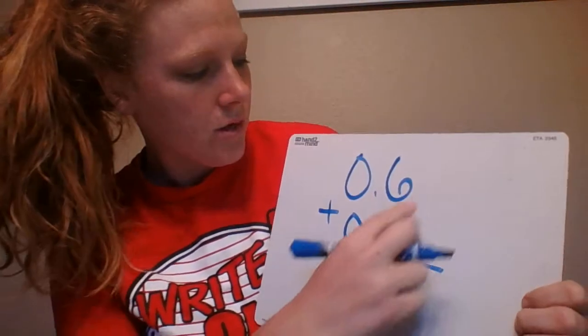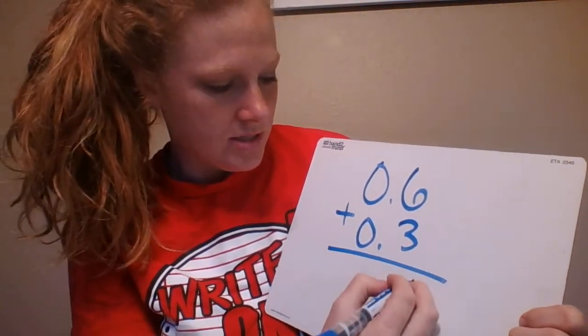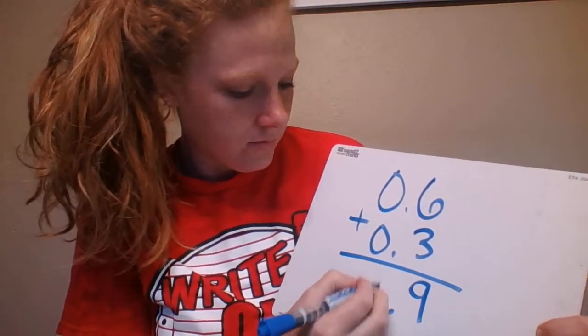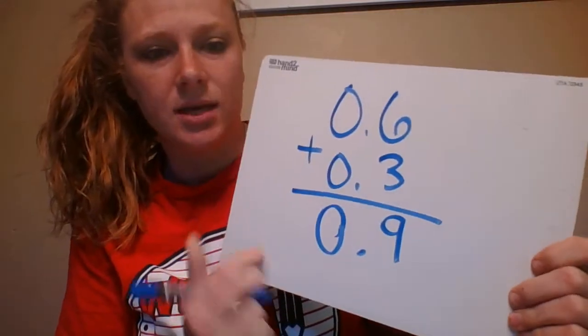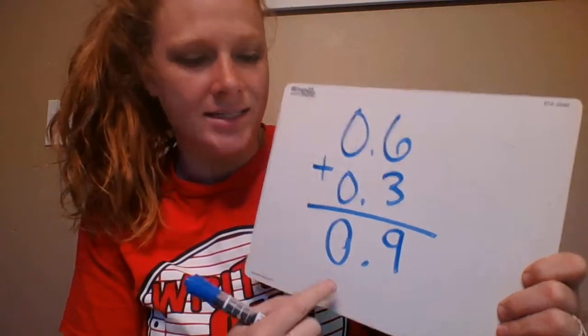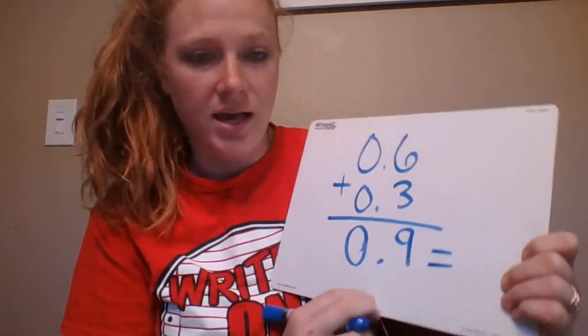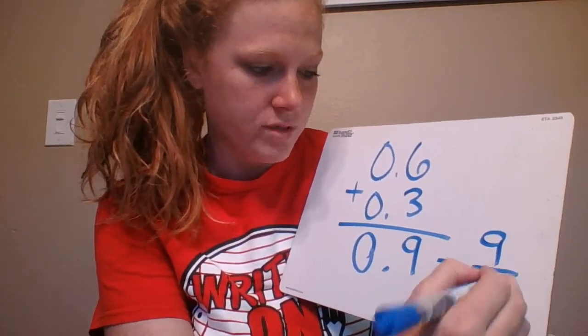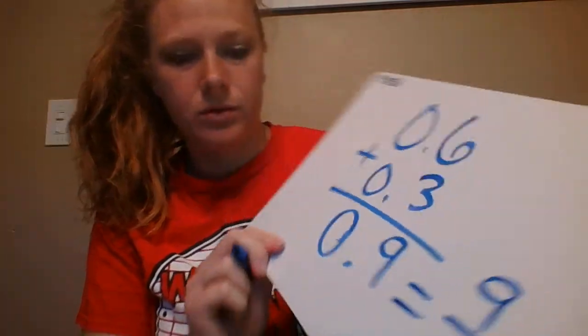Let's do a couple more. Let's do 0.6 plus 0.3. We add 6 and 3, which is 9. We bring down our decimal. We have 0. So this is the same. 0.9 is 9/10. If I were to write that as a fraction, it would be 9/10.